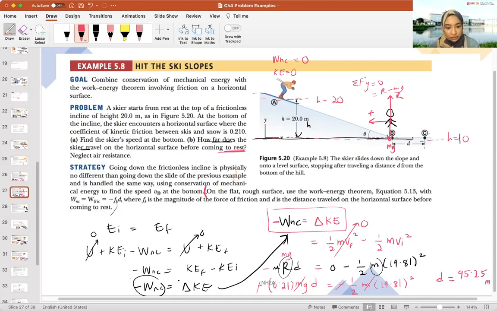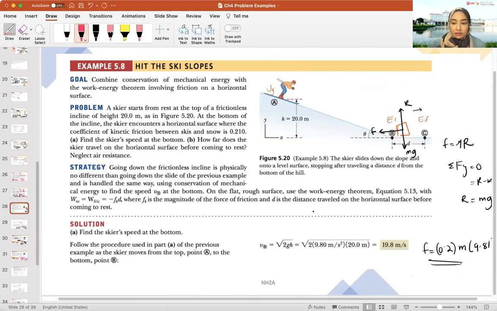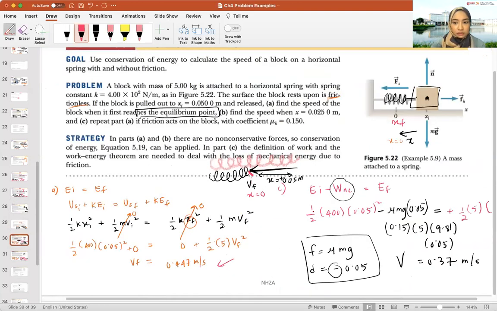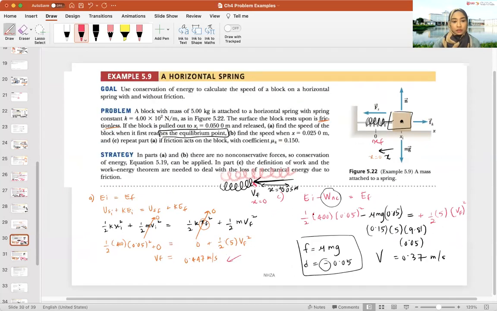So negative over here, also negative over here if we are talking about work, non-conservative work done to overcome the friction force. Yes. Okay, letak negative, okay. Alright, so that is it I think for this example. So now we go to our spring force example.